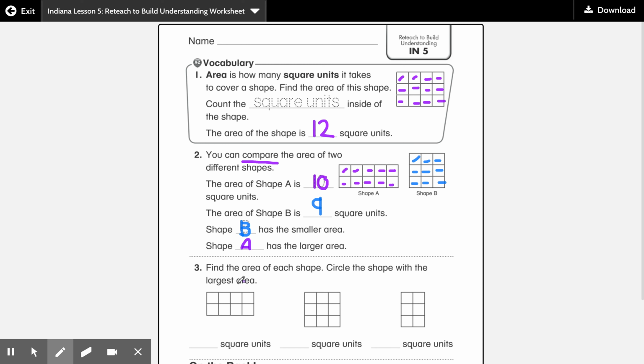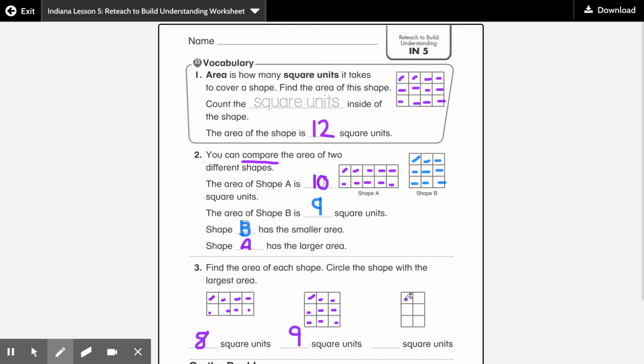So now we're gonna find the area of each shape. That's the first step. The second step is to circle the shape with the largest area. But first, we're just gonna find the area of each shape. 1, 2, 3, 4, 5, 6, 7, 8. Remember to find the area of shapes, you're finding how many squares cover that shape. 1, 2, 3, 4, 5, 6, 7, 8, 9 square units.